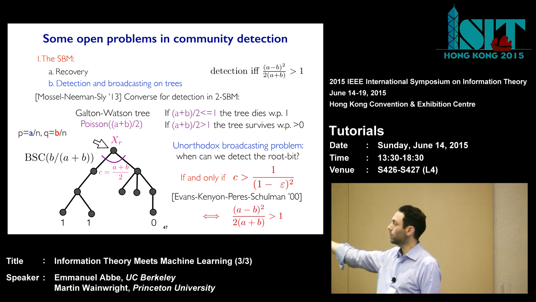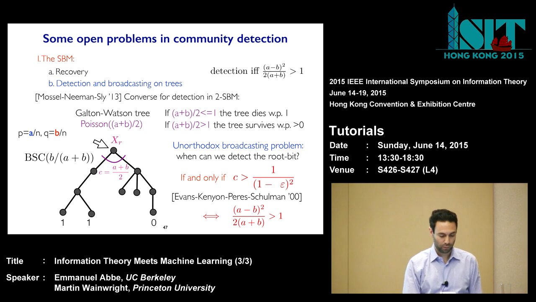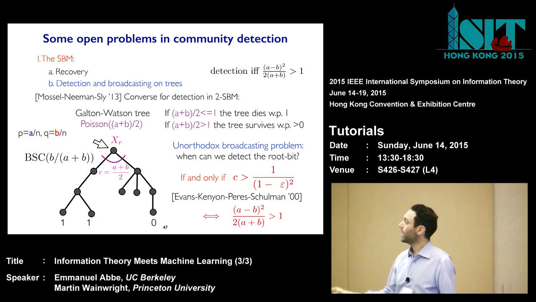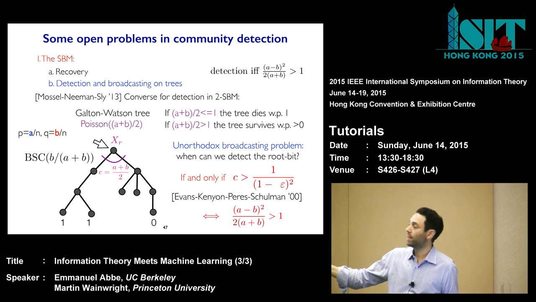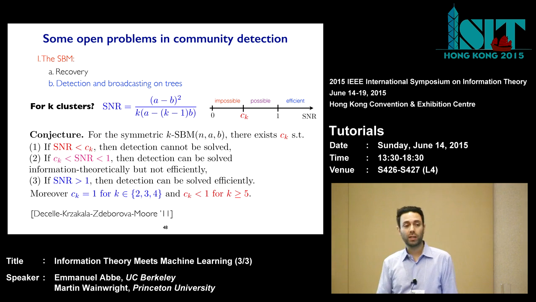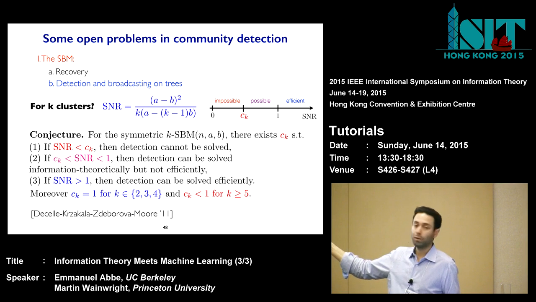So that is a reduction to this problem for which you can prove a converse. Now what's happening is, if you have k clusters instead of 2 clusters, the SNR is going to be this. That's the ratio of the max eigenvalue and the mean eigenvalue that was defined previously. And here there's a very interesting conjecture that was made in the paper of Decelle et al., which is that there seems to be a computational barrier.